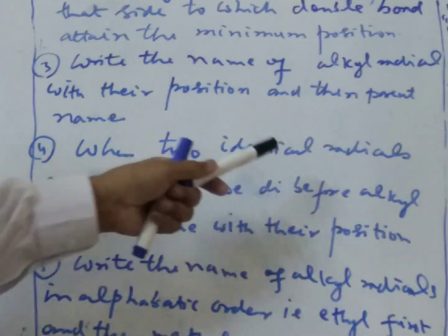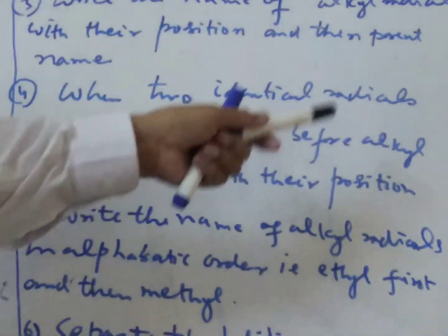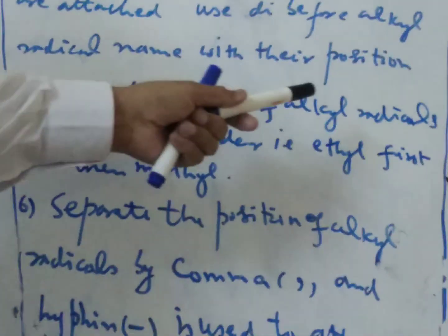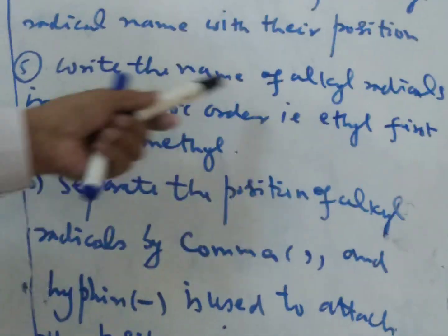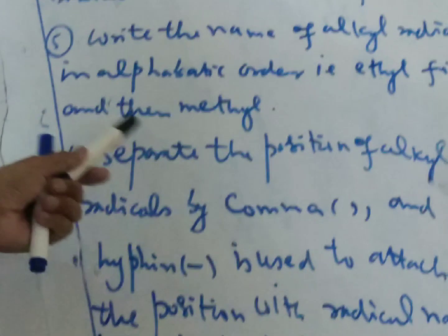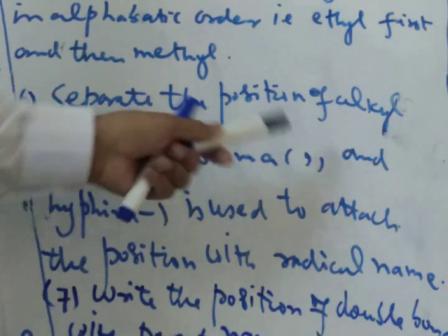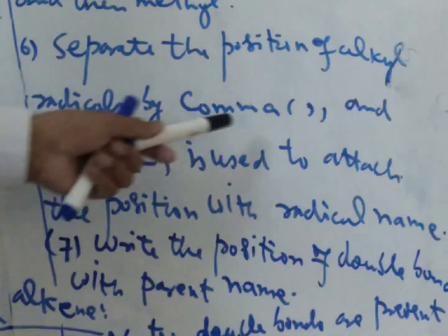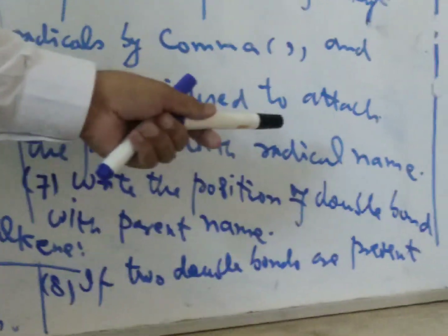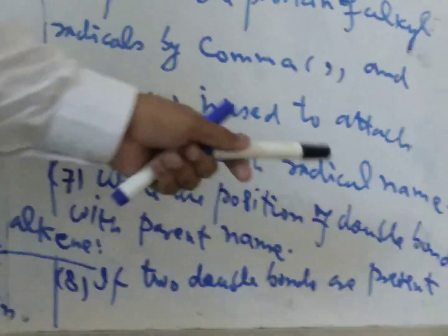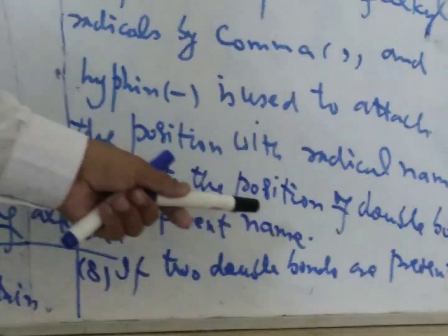When two identical radicals are attached, use di before the alkyl radical name with their positions. Write the names of alkyl radicals in alphabetical order, that is, ethyl first and then methyl. Separate the positions of alkyl radicals by comma, and a hyphen is used to attach the position with the radical name. Write the position of the double bond with the parent name.